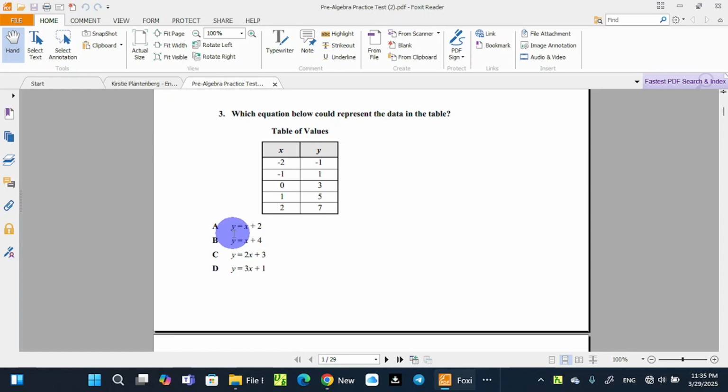Here, as you can see, the option given is y is equal to x plus 2. A line represented by y is equal to x plus 2 has a slope of 1, and 2 is the y-intercept. What is the y-intercept? The y-intercept is the point where the line crosses the y-axis.